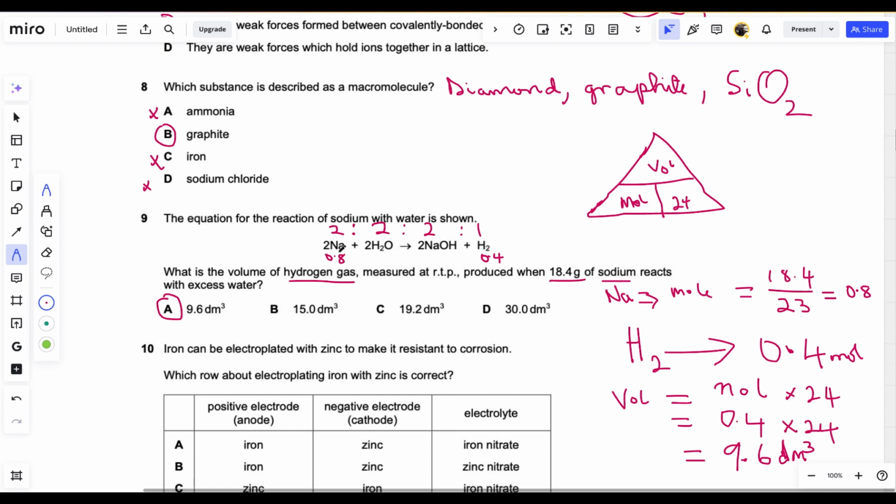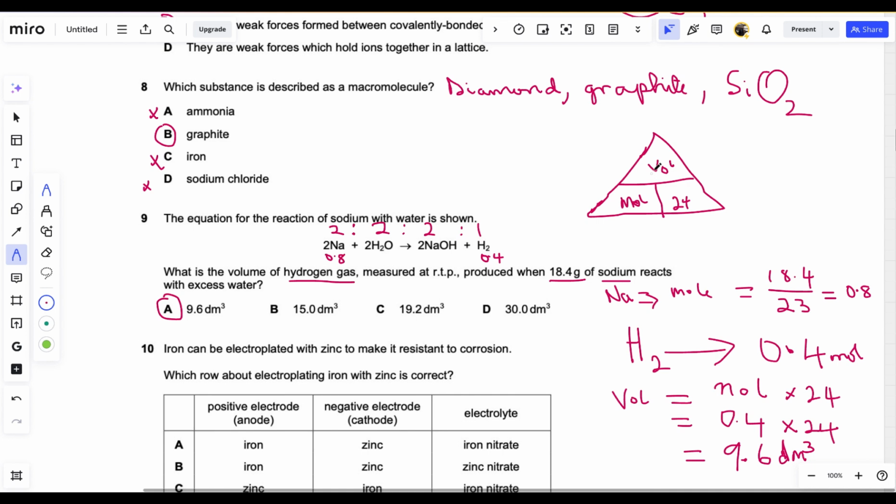You say 2 is equal to 0.8, 1 will be equal to x. You cross multiply and you get the value. You still get 0.4. So once you get 0.4, which is the mole of hydrogen, what you do next is to find the volume. You bring the volume formula that relates mole and volume. This is not the only formula. There's another which says concentration equals mole over volume, but we are not using that one. We just need the volume-mole relationship.